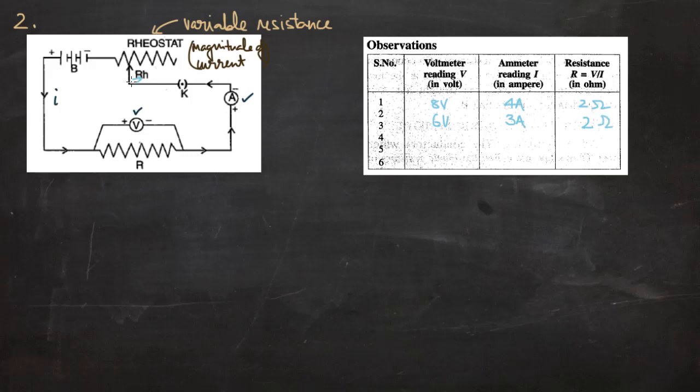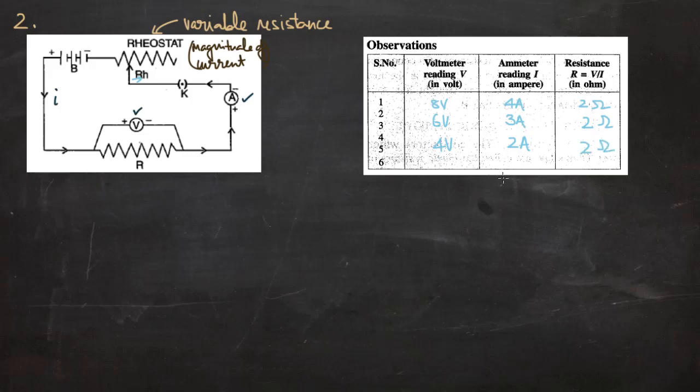Let me move the slider a little bit more to the right, meaning that the net resistance of the rheostat has increased a little bit more. That would imply that my current would decrease a little bit in the circuit. Let's say the reading of my ammeter is 2 ampere, while my voltmeter reading is 4 volt. What is the ratio of V by I here? It is again 2 ohm.